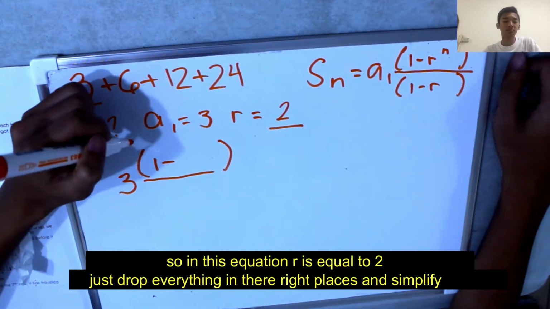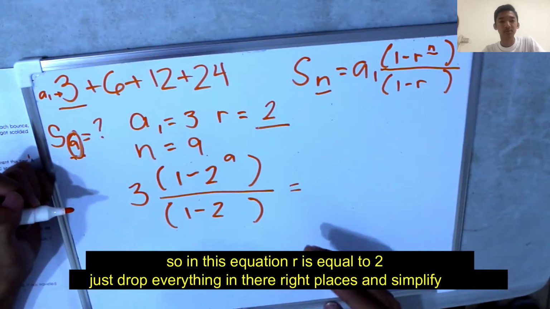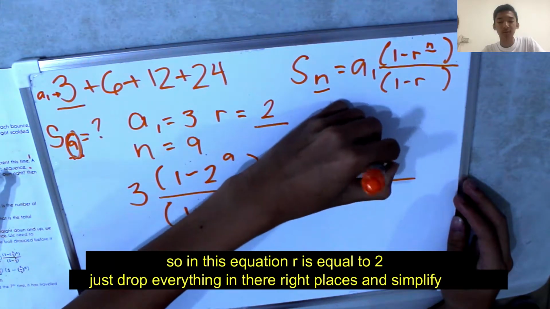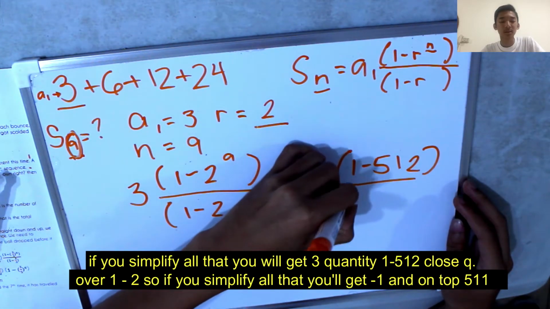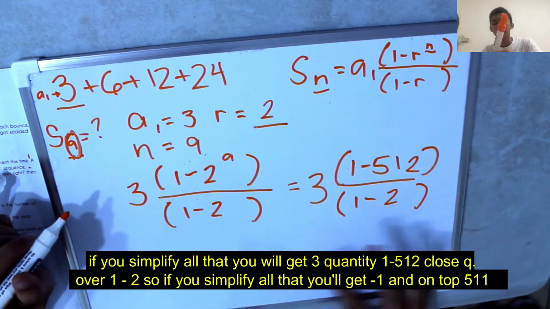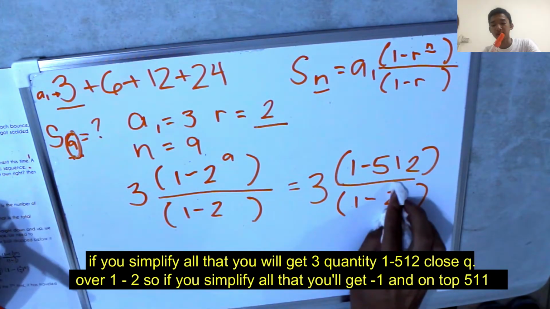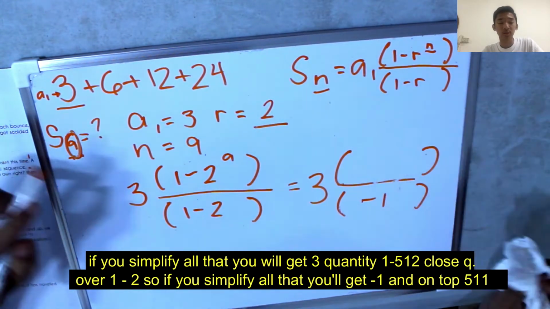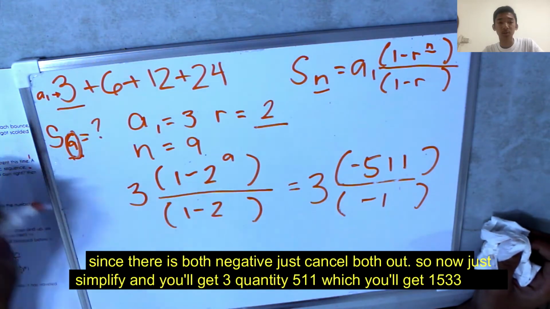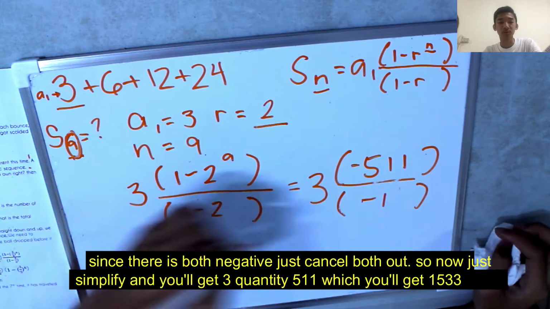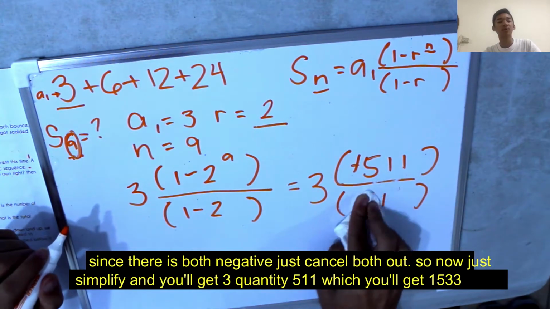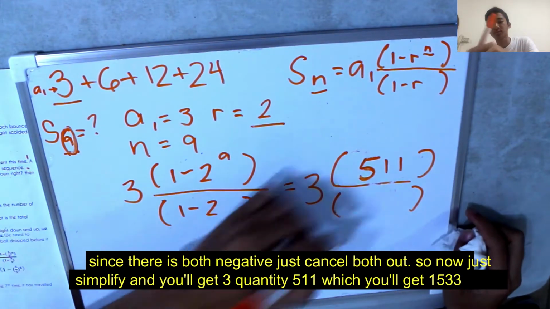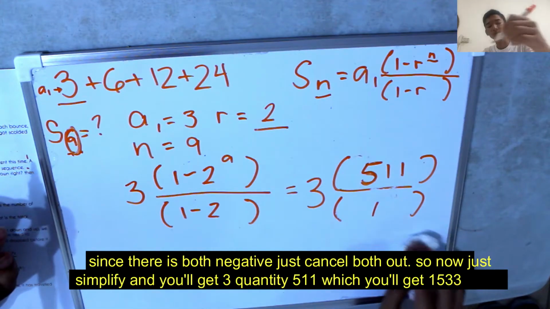3 quantity 1 minus 2. If we simplify all of that, you'll get 3 quantity 1 minus 512, and the denominator 1 minus 2. So if we simplify all of that, you'll get negative 1, and if we simplify that, you guessed it, it's 511, negative 511. So there you go. Since we see that there's a negative, that'll be redundant, so we just cancel that, because you only have 1 here in 511, so the 1 will be useless.